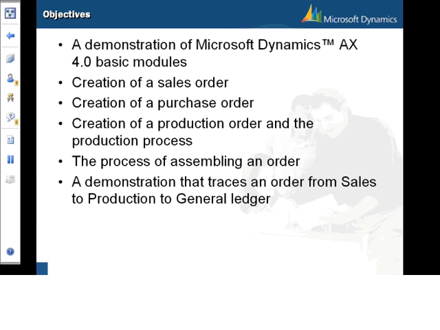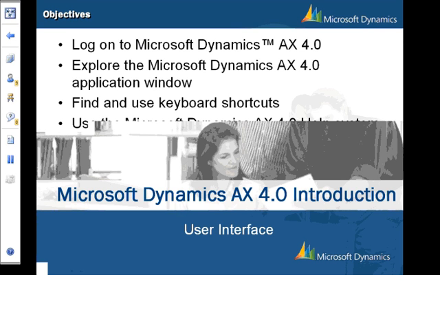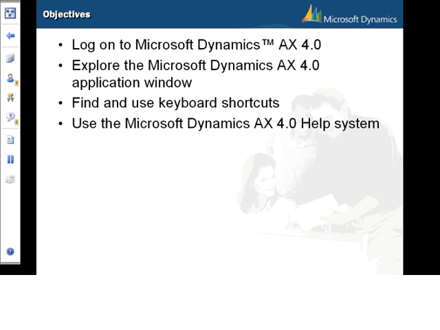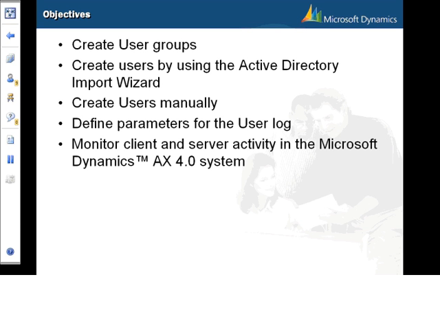to general ledger. Then we were talking about the user interface, where we discussed logon to Microsoft Dynamics AX. We explored the Microsoft Dynamics AX application window, found and used keyboard shortcuts, and used the Microsoft Dynamics AX help system. In the user session, we created the user groups, created users by using the Active Directory import wizard, created users manually, defined parameters for user logs, and monitored client and server activity in the Microsoft Dynamics AX system.